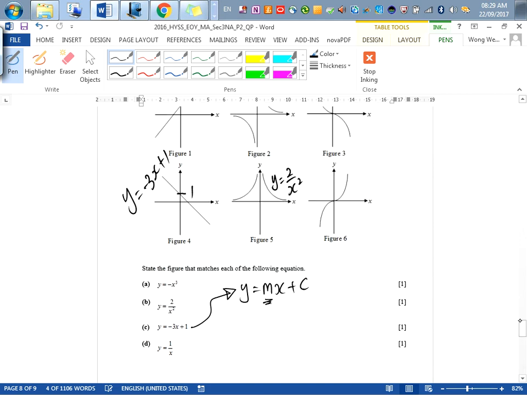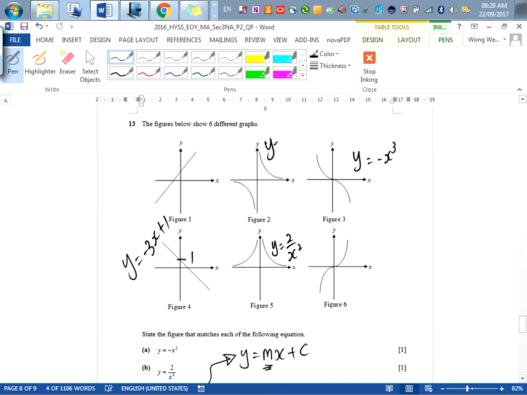Then we still have y equals 1 over x. This is the same as y equals x to the power of negative 1. Yes, this is figure 2, y equals 1 over x. Because when x is positive, we substitute a positive number here, you get a positive y, in this region. When x is negative, meaning on the left hand side, y is also going to be negative, meaning below the x-axis. So these are the 4 graphs.